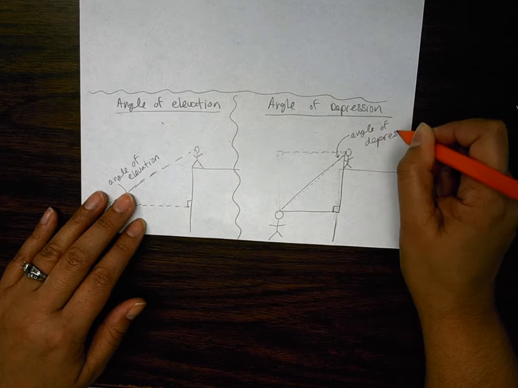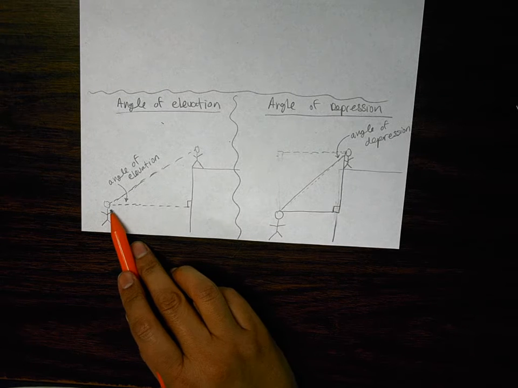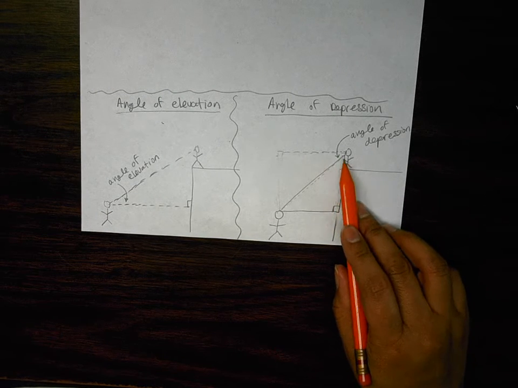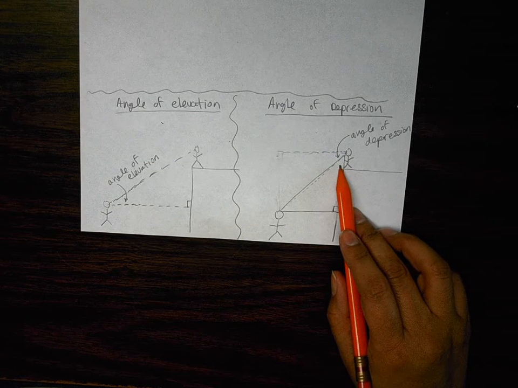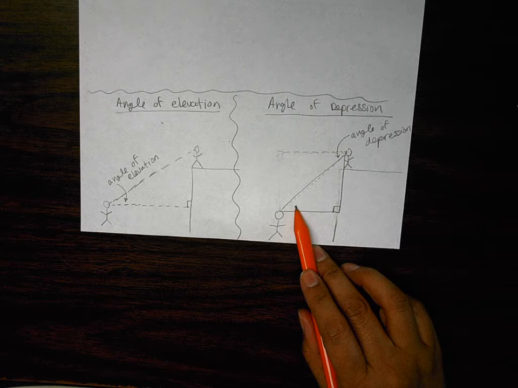Angle of depression. Angle of elevation is always at ground level at the bottom. Angle of depression is always at the top of your right triangle on the outside. So we will find ways to either bring it inside, either at the top or the bottom. We'll talk about that as we do some examples.